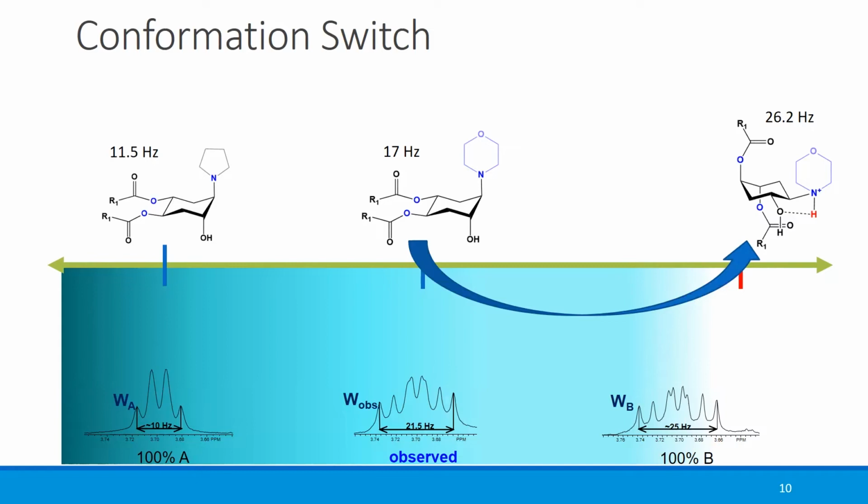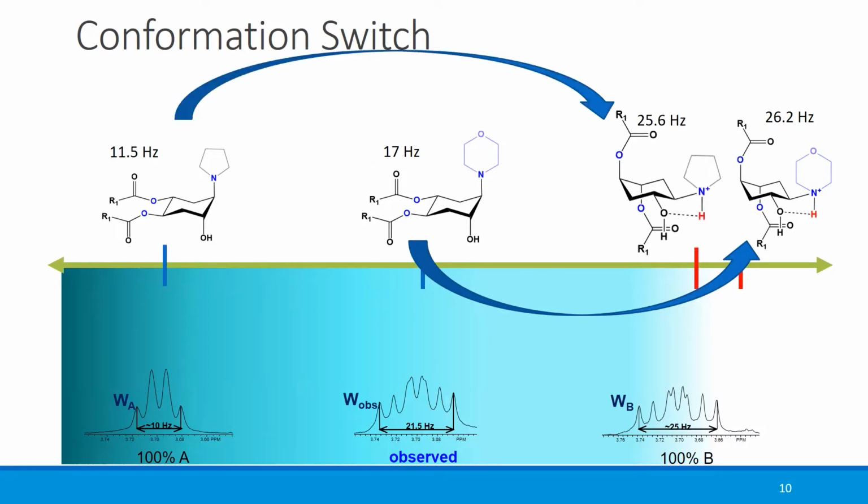Our next derivative that we tested is all the way on the left. That's the pyrrolidine derivative, and it originally had a coupling of 11.5 Hertz, which is very promising, as we can see that this is a large majority of conformer A. After an excess of trifluoroacetic acid was added, we now have a coupling of 25.6 Hertz. So that means that we now have a majority of conformer B, which is very exciting, as that's exactly what we want, to go from a majority of one conformer to the majority of the other. And so this is our preliminary data on our molecular switches.